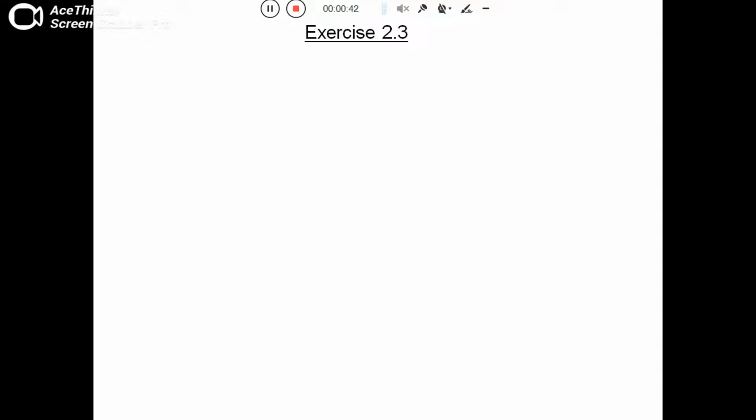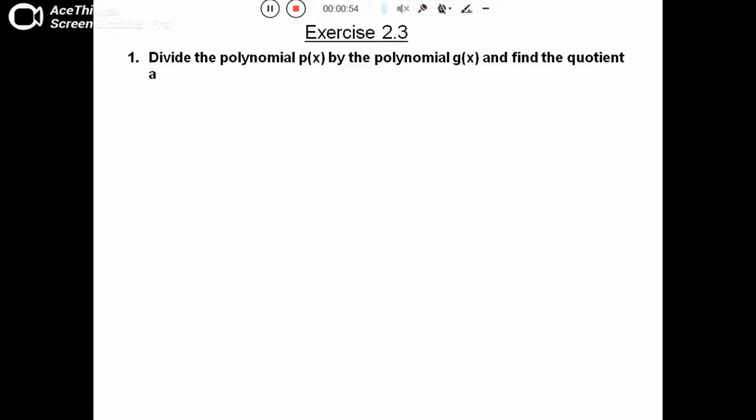So let us see the first question. In the first question, it is given that divide the polynomial p(x) by the polynomial g(x) and find the quotient and remainder in each of the following questions. So there are so many options, but we have taken the option number 2.